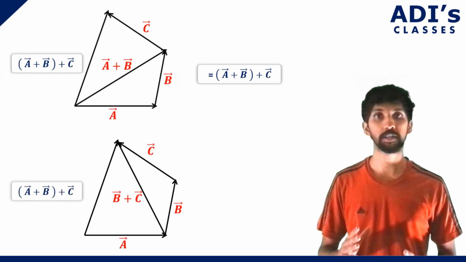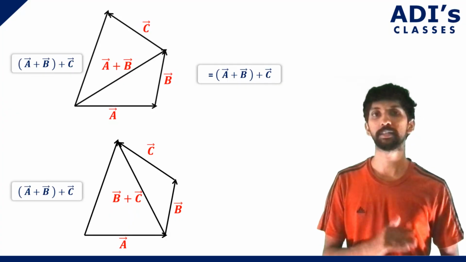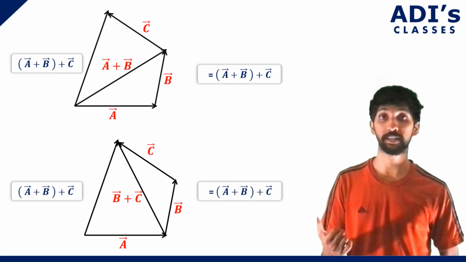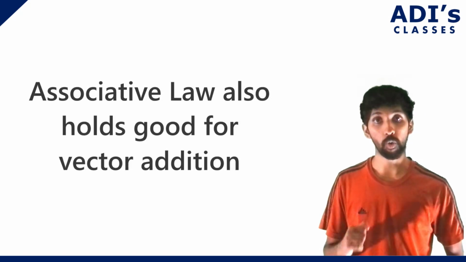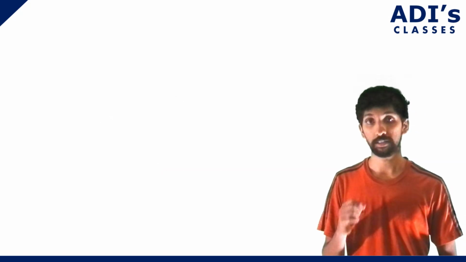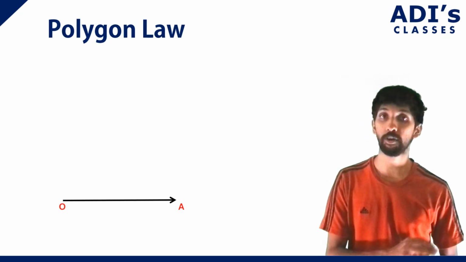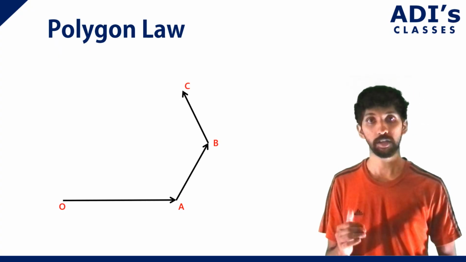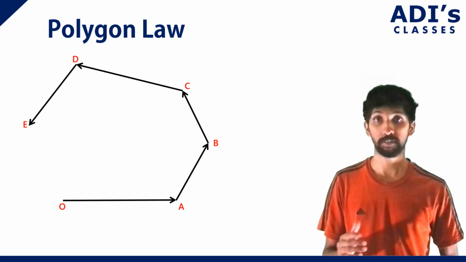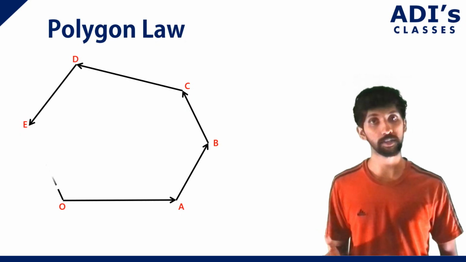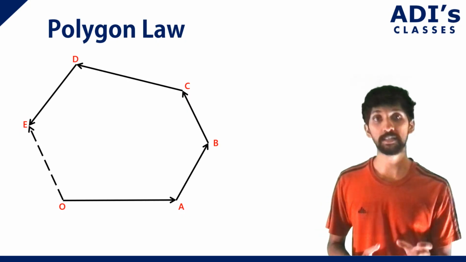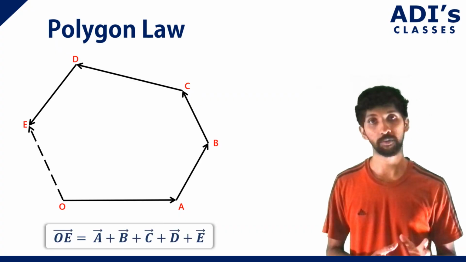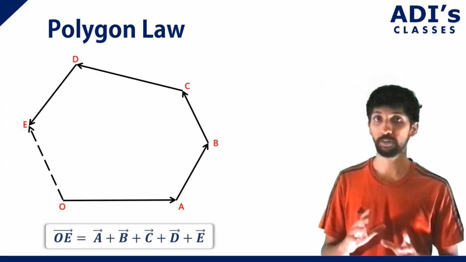The polygon law states that for any number of sides, say vector A, vector B, vector C, vector D, vector E, if you take from O to E, that basically gives you the sum of all the vectors, that is A plus B plus C plus D plus E. If you have n number of vectors, that's n number of sides for a polygon, and that becomes the resultant of the sum of all the vectors. Now these are all the properties for addition.